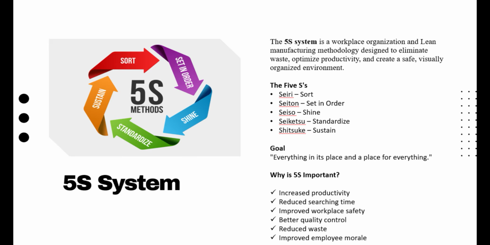Now I will explain one important tool in detail, which is the 5S system. The 5S system is a workplace organization and lean manufacturing methodology designed to eliminate waste, optimize productivity, and create a safe and visually organized environment. The 5 S's are Seiri, sort; Seiton, set in order; Seiso, shine; Seiketsu, standardize; Shitsuke, sustain. The main goal of 5S is everything in its place and a place for everything.